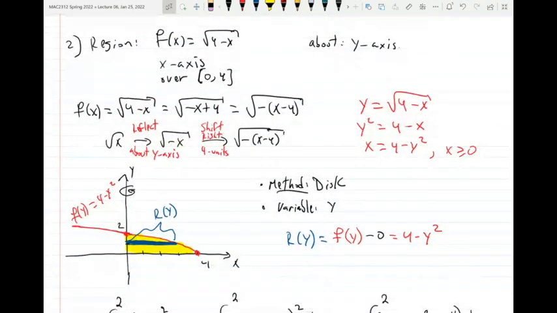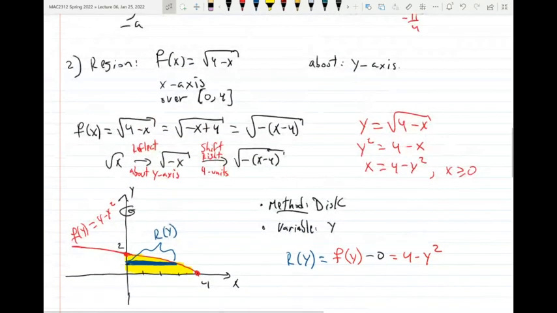Okay, so let's do the following. While I take attendance, do problem 2, but I'm going to change it. Instead of being about the y-axis, do it about the line x equals 1. Okay, so do it about the line x equals 1.